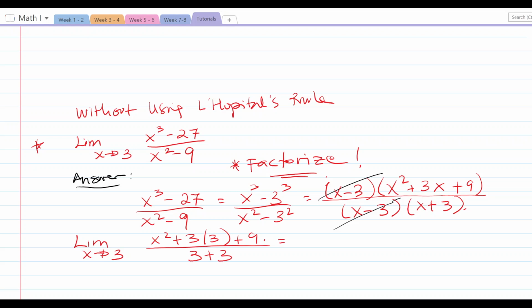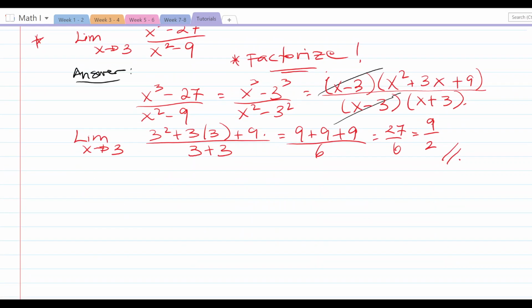so the first one here is actually 3. So we have 9 plus 9 plus 9 over 6. So we have 27 over 6, divide by 3 we have 9, divide by 2 we have 9 over 2 as the answer.